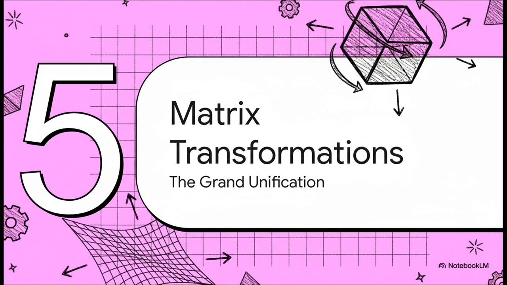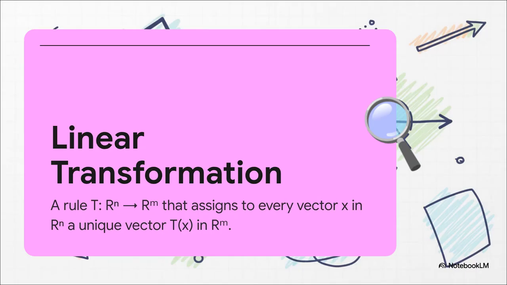All right, let's pull the camera back for our final section and see the grand unification of all this. Because here's the secret. Matrices are not just boring grids of numbers for solving equations. They're actually machines. They're little engines that can transform space itself. So what do I mean by transformation? Well, a linear transformation is just a special kind of function that takes a vector as an input and spits out a new vector as an output.